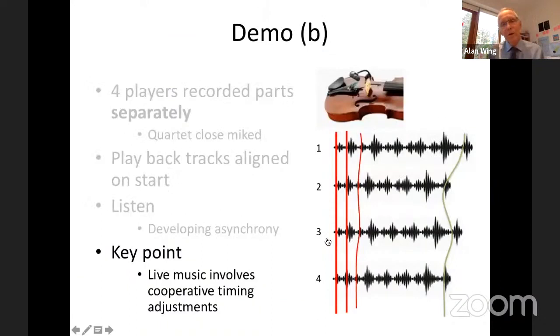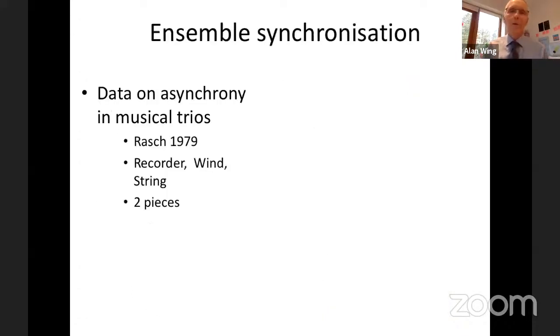So when we take music, which each of those players played at a set tempo, and the click track brought them in all at the same speed, and then allow them to play, but without listening to each other and adjusting, if we align the note onset, we find that there's a rapid drift apart, and they develop an asynchrony. And so the point is that live music involves cooperative timing adjustments between players.